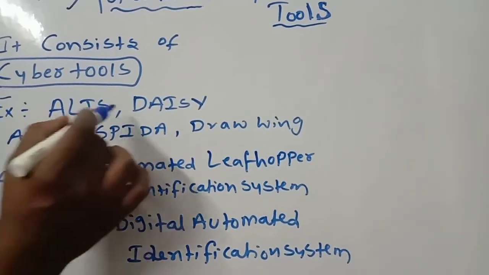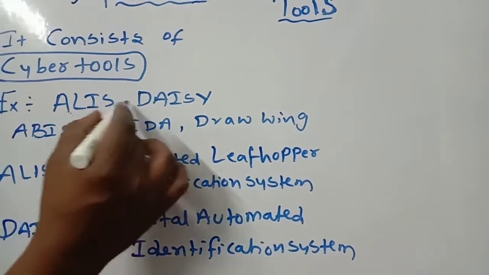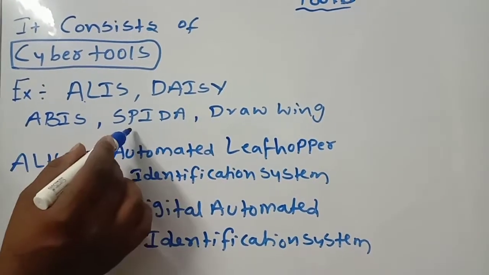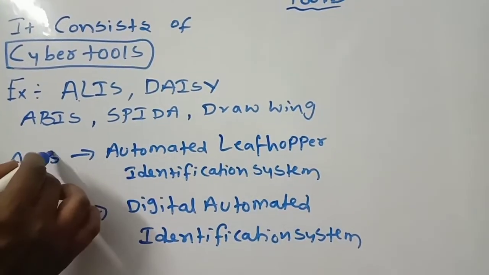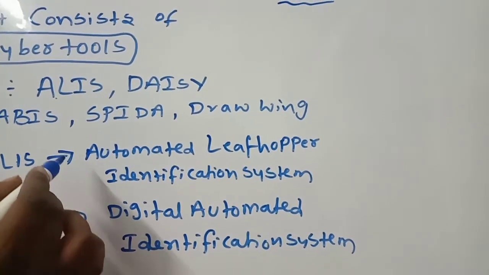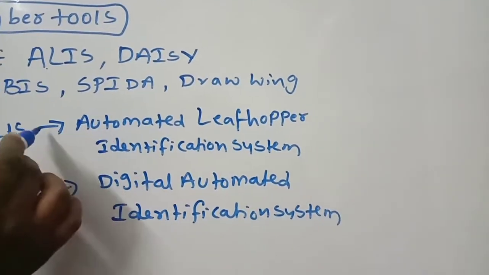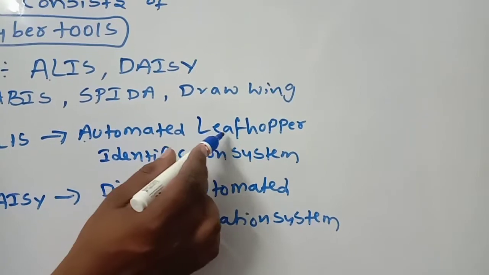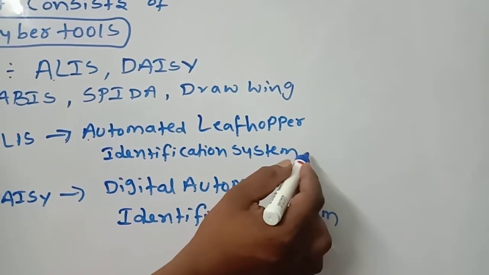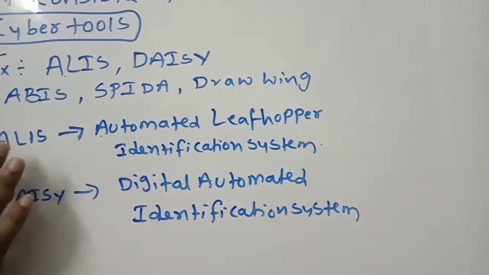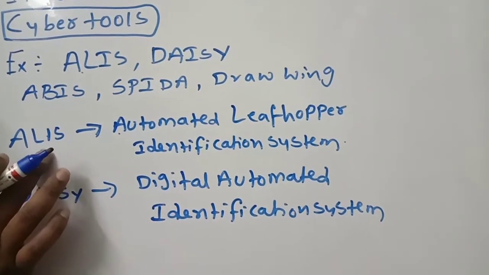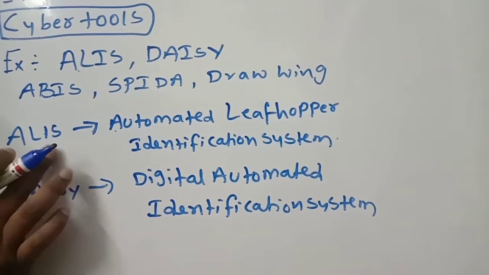Number one, ALIS. Examples: ALIS, DAISY, ABIS, SPIDA, DRAWING. What is ALIS? ALIS full name, what is the abbreviation? Automated Leafhopper Identification System. So helpful for the identification of complete information.